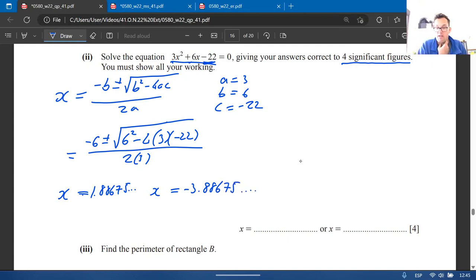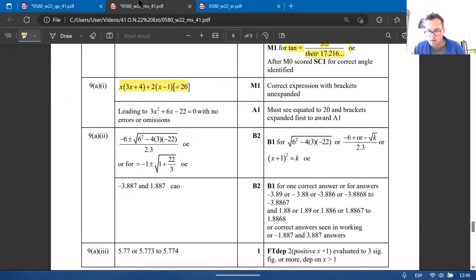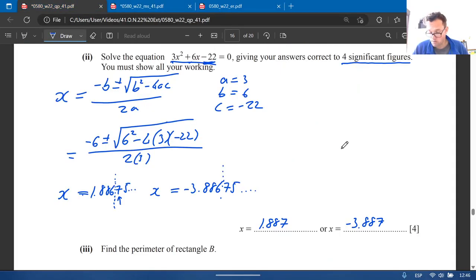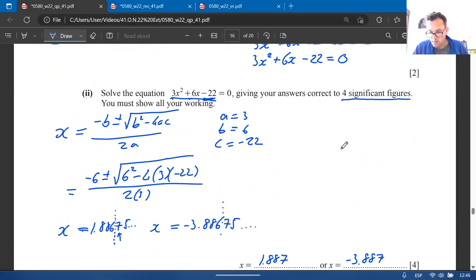Okay, now very specifically, four significant figures. We need to cut after the first four. There's a 7 next, so we need to round the 6 up to a 7. So it's 1.887. Same thing here, it will give us minus 3.887. Are we correct? Yes, correct answer only. So rounding here is important. All right, 2 marks for using the formula correctly. There it is. And then 2 marks for the 2 correct answers. Easy marks.